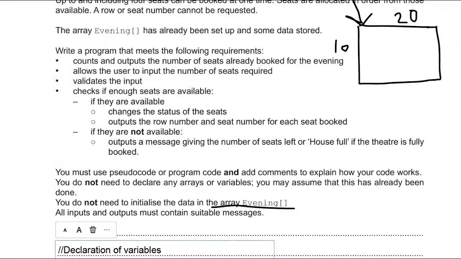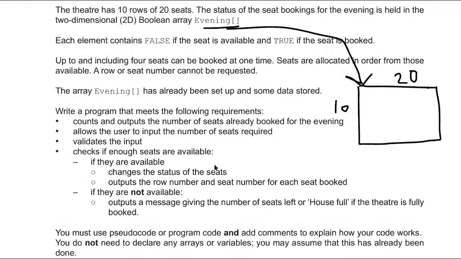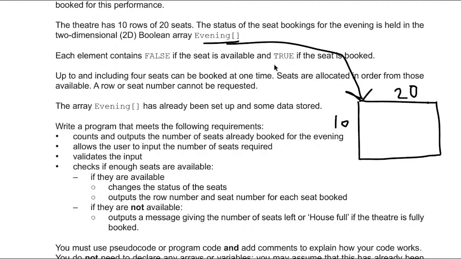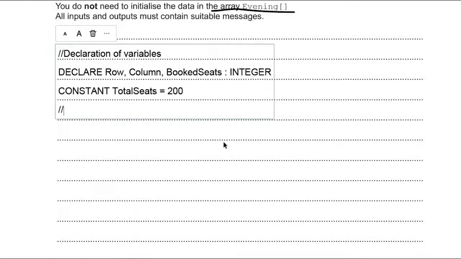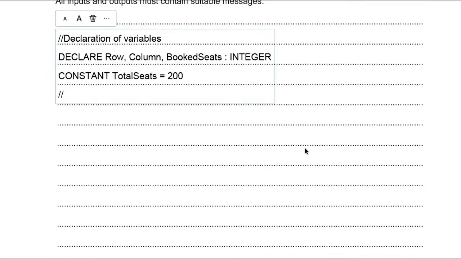Now what am I going to do? Obviously I'm going to run a loop, because the first thing I'm supposed to do is count and output the number of seats already booked for the evening. That means I'm going to count how many times the array contains the value true. And if you don't want to write a simple comment like starting loop, you can also write counting the number of booked seats.